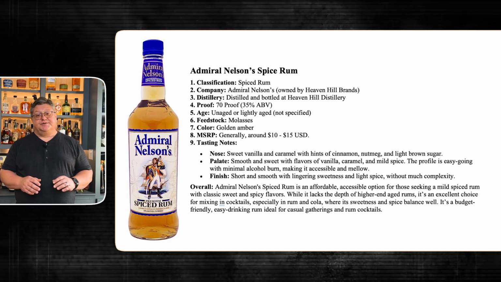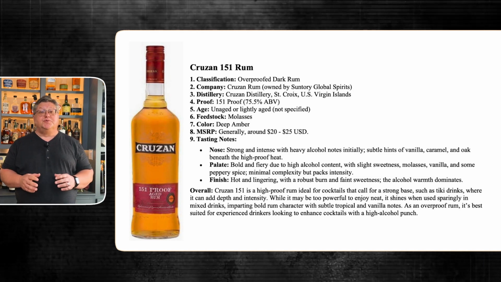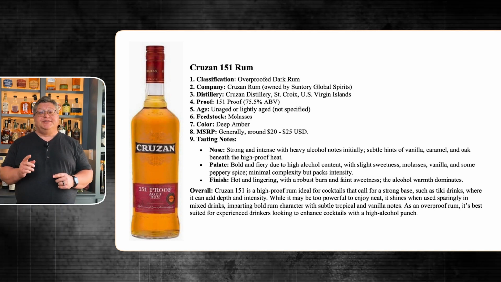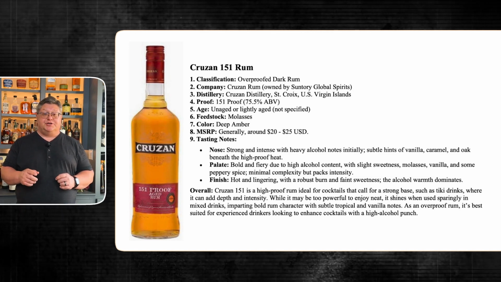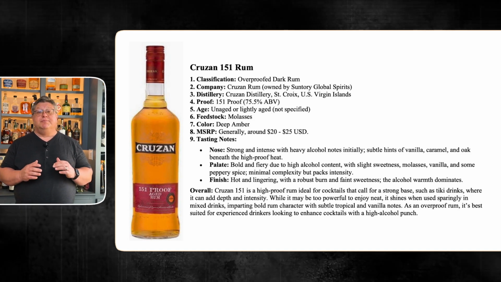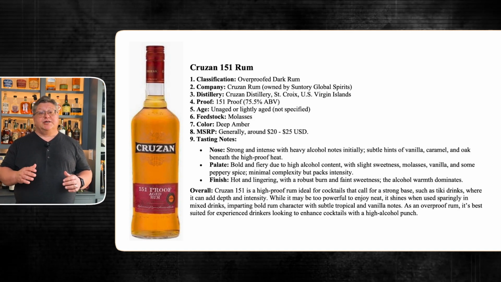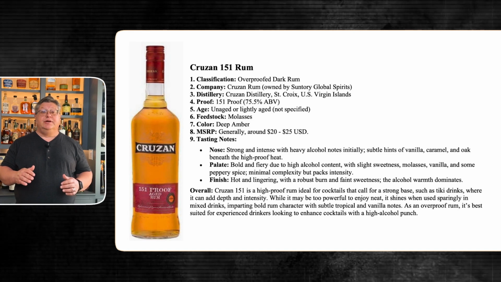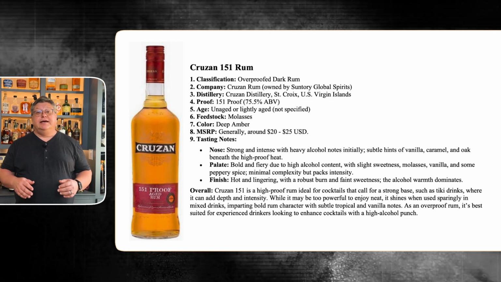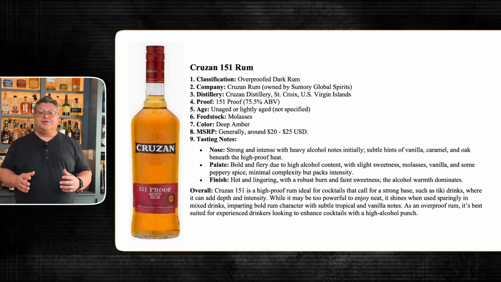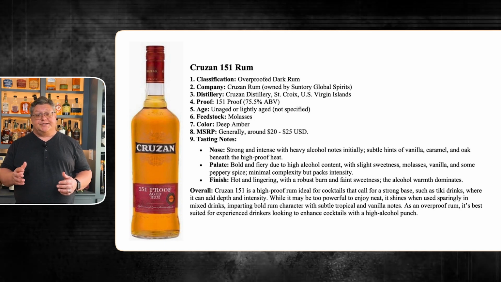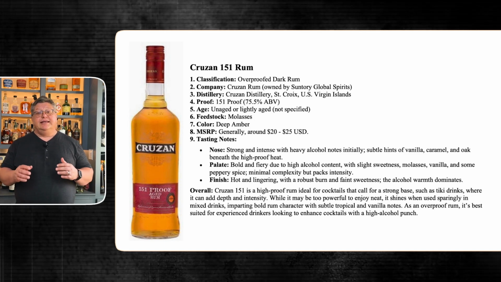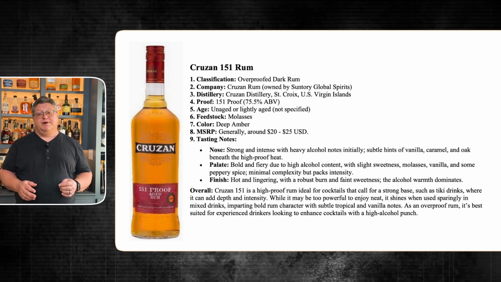For overproof fans, Cruzan 151 delivers a punch with bold flavors. You'll taste tropical fruits with a fiery finish. Use this one in tiki drinks to give them a big rum punch. This overproof dark rum is made by Cruzan Rum, owned by Beam Suntory, at the Cruzan Distillery in St. Croix, U.S. Virgin Islands. At 151 proof, it's unaged or lightly aged and made from molasses. It's a deep amber color, and the MSRP is about $20 to $25 a bottle.